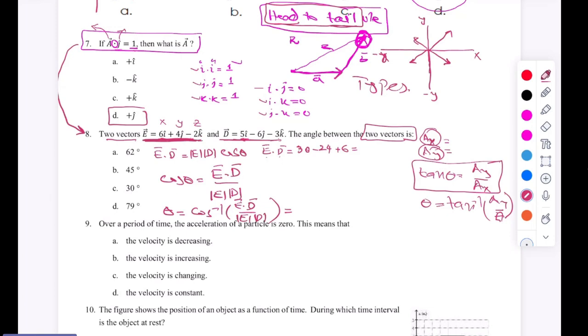This is the dot product of this. So 30 minus, which we'll get 12. Okay. Now, how to find the magnitude of D and E?